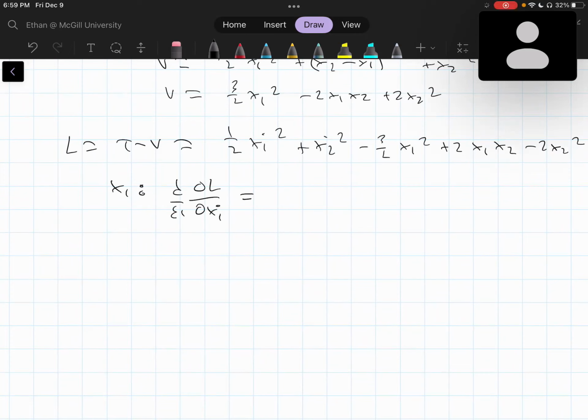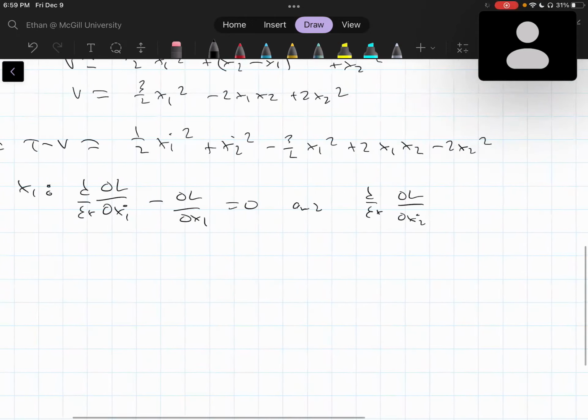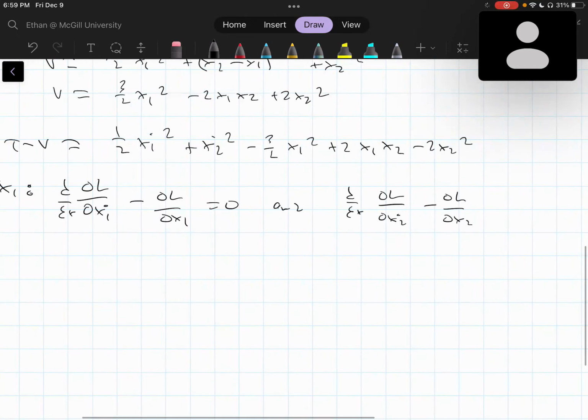The equations are going to look like this: d by dt of partial L by partial x1 dot minus partial L by partial x1 is equal to 0, and d by dt of partial L by partial x2 dot minus partial L by partial x2 is equal to 0.